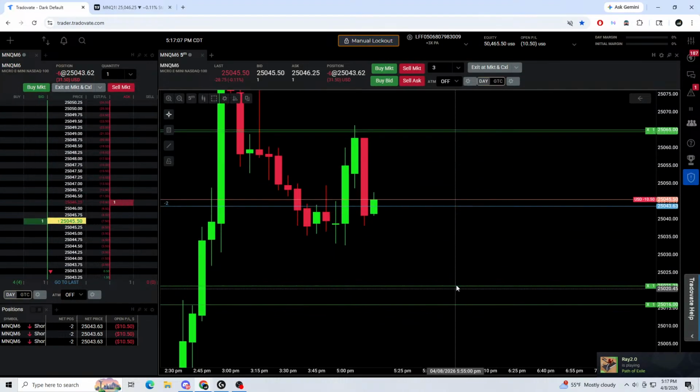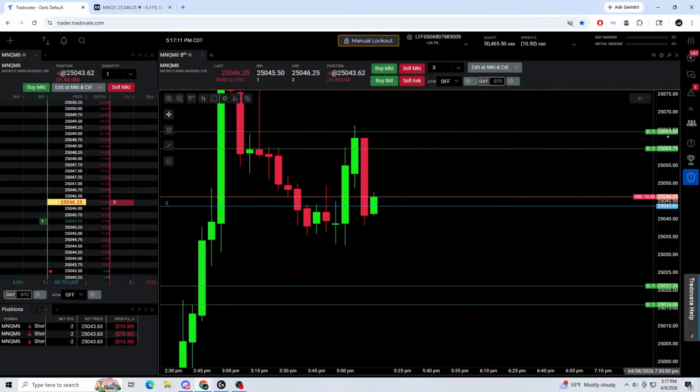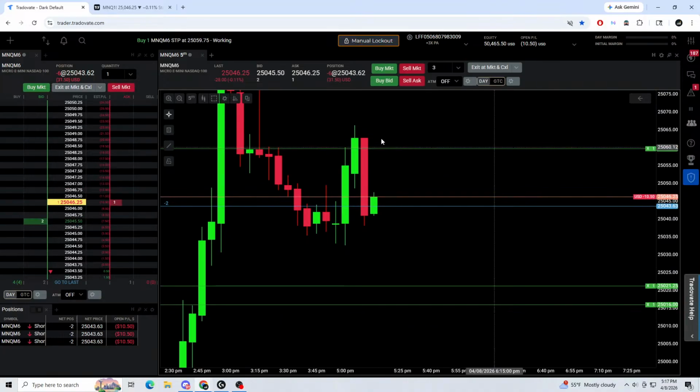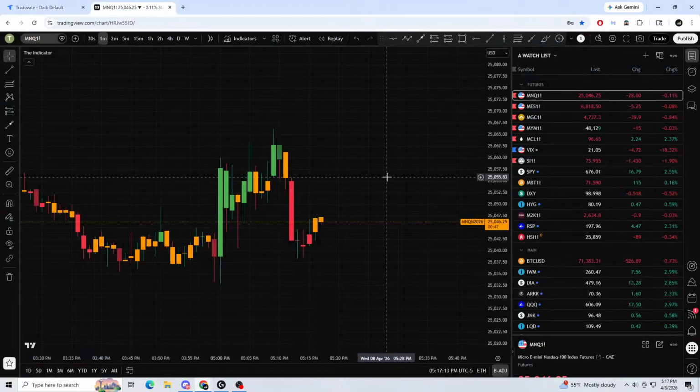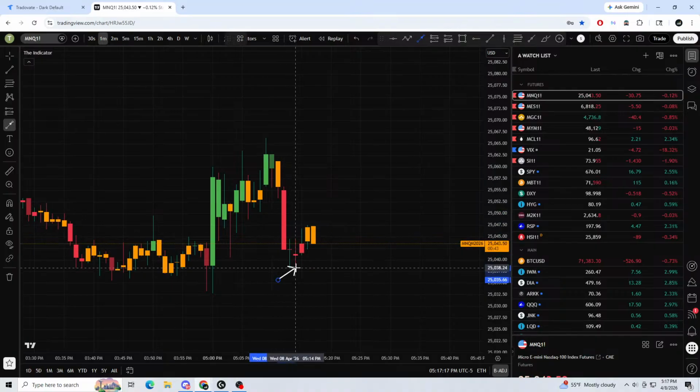Having like a 1-to-1 here, maybe a little bit tighter here. Maybe I get out at the 60s here. But we're just following what bias is doing. Weaknesses here.